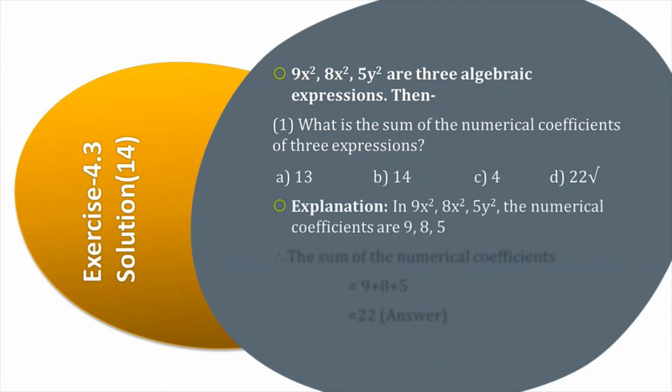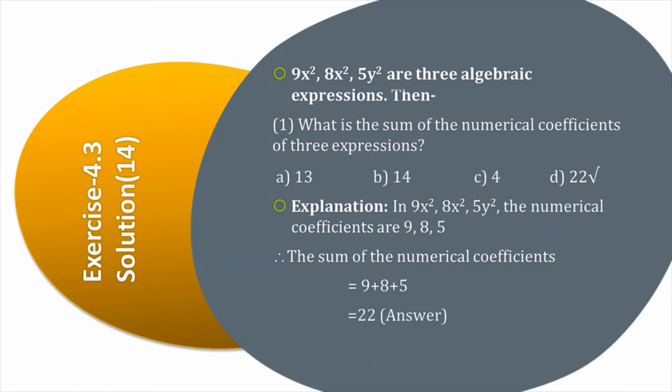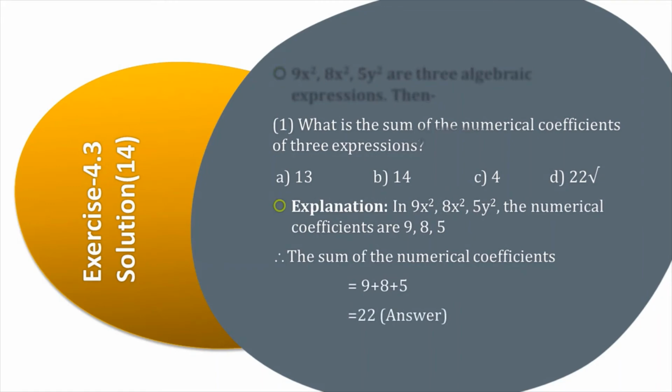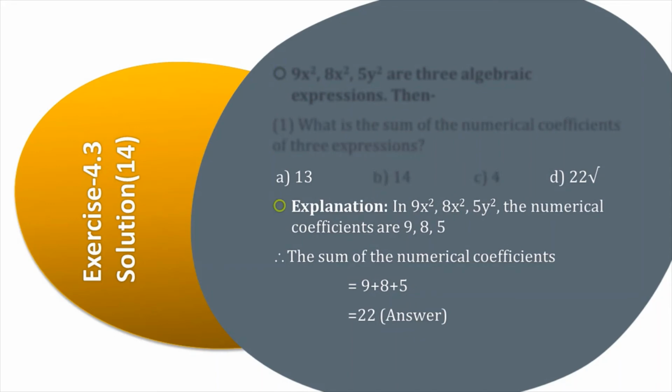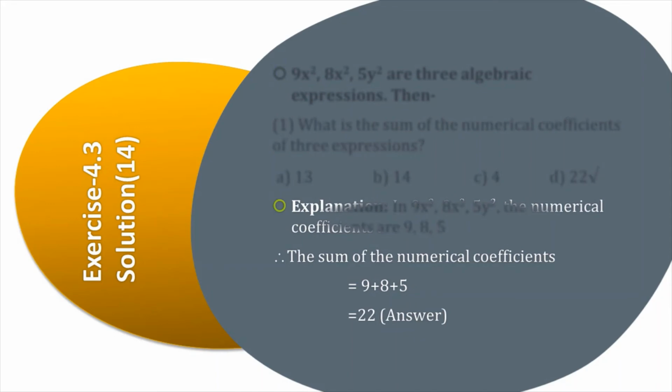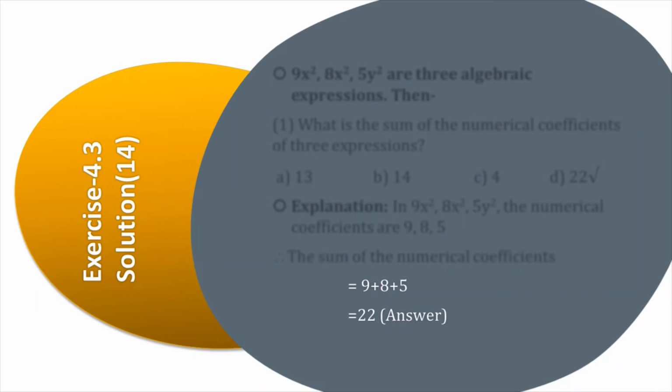So let us see the explanation, my dear. 9x², 8x², 5y². As you can see, 9, 8 and 5 are the numerical coefficients of these expressions. So the sum of the numerical coefficients is 9 plus 8 plus 5, that would be 22, my dear. That is the desired answer. So this is solution number 14, question 1, and the answer is 22, as you can see.